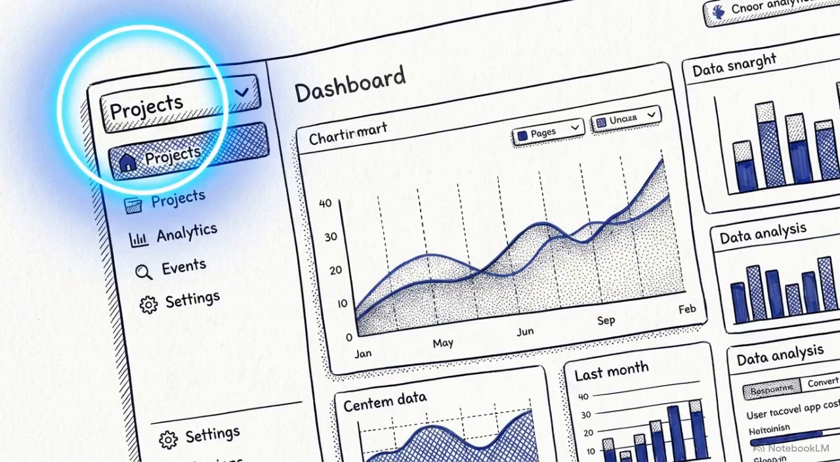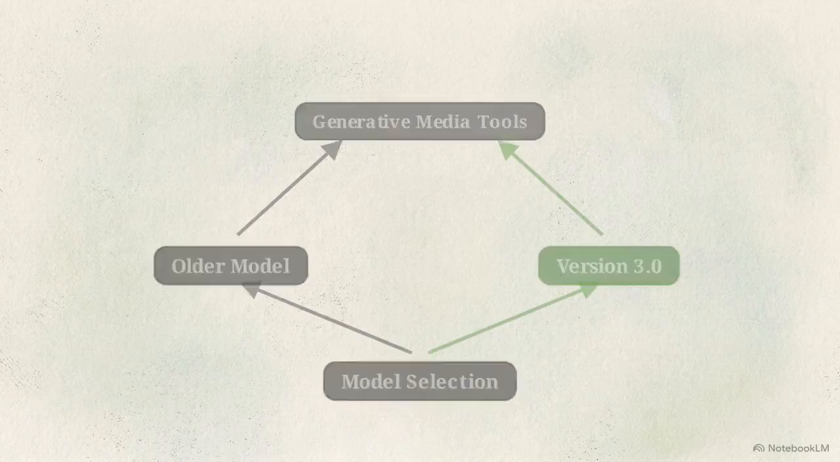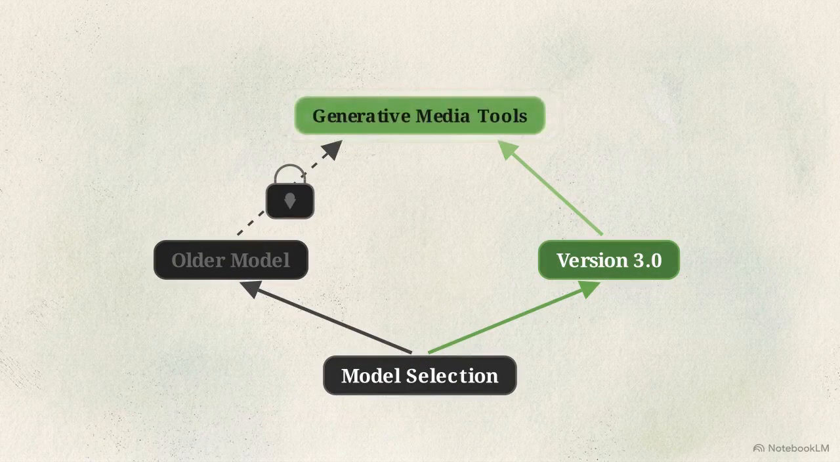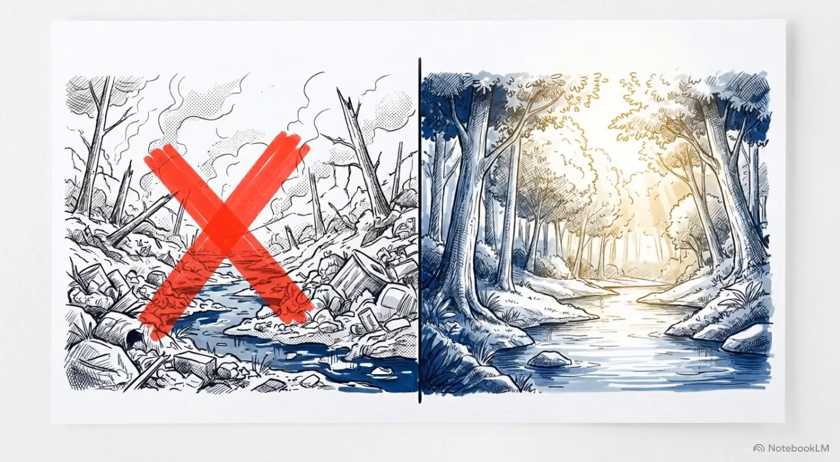When you log into your InVideo dashboard, go straight to the model selection dropdown before you type a single word. As you can see in this mockup, you must manually select version 3.0 from that menu. If you leave it on an older model, you lock yourself out of the generative media tools needed to build a 3D animated film from scratch. Setting the right model is your foundation. Without version 3.0 active, the prompt engineering we are about to do will not give you cinematic results.